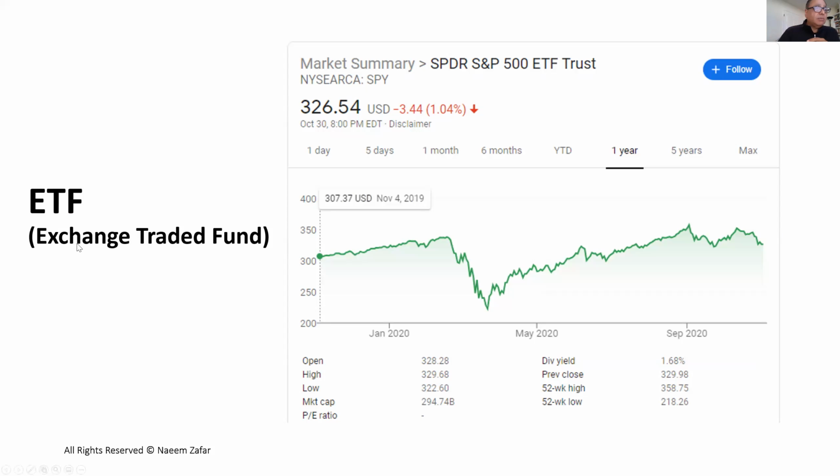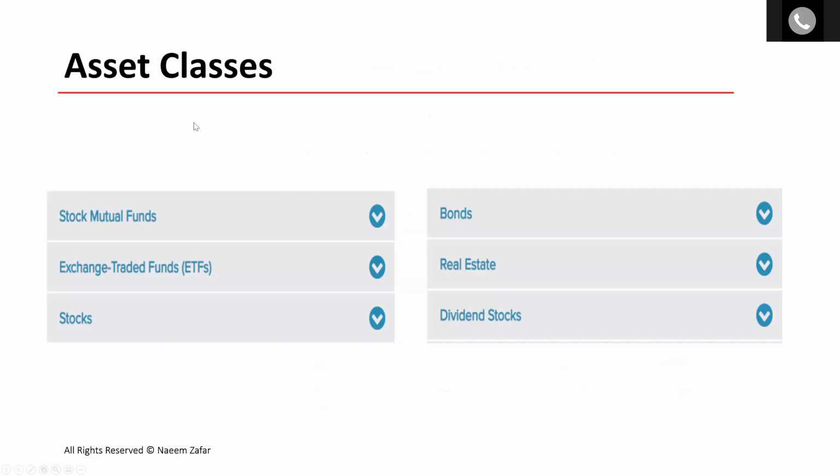So you notice here SPY, or Spider, is an exchange traded fund. It was trading at 326 a couple of weeks ago. It's gone up. It went down when there was a big post-COVID crash, but it has recovered. It's gone to new highs. So this is a convenient and smart way to buy just one share and buy a whole market. Let me pause here for a second. Any comments, questions, reactions, or disagreements?